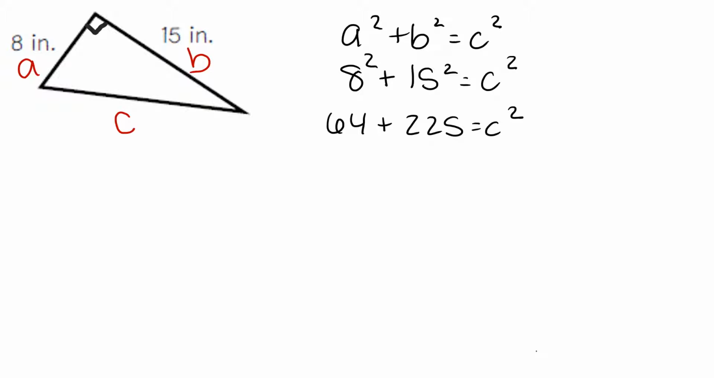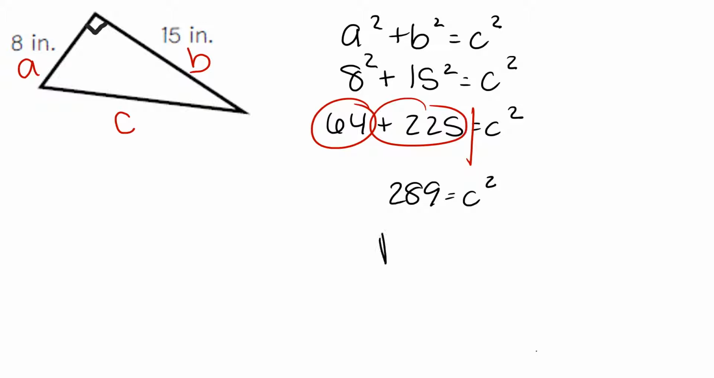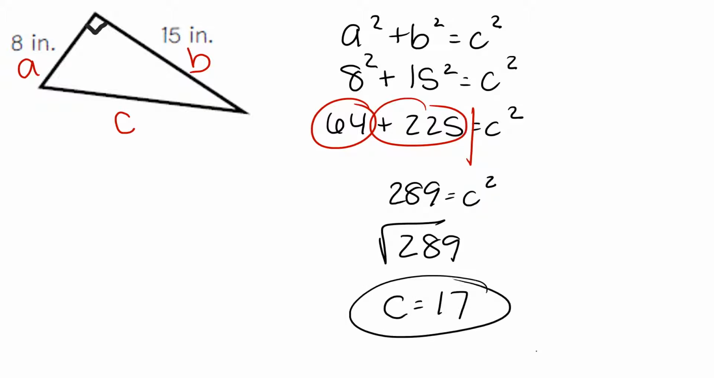64 plus 225, because they are on the same side, we combine those like terms. We get 289. Our last step is to take the square root, and we get c equals 17.